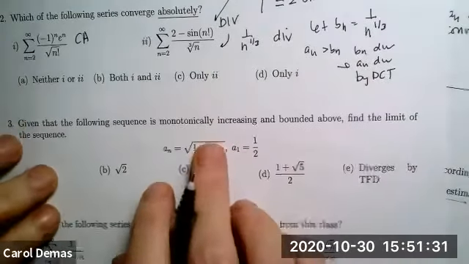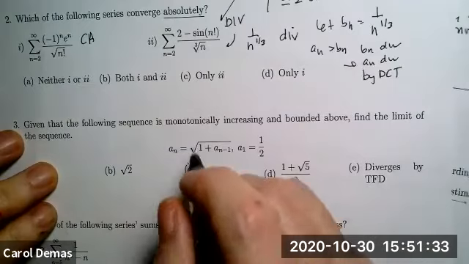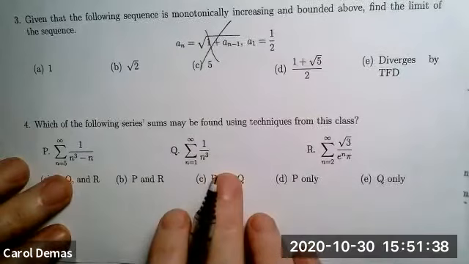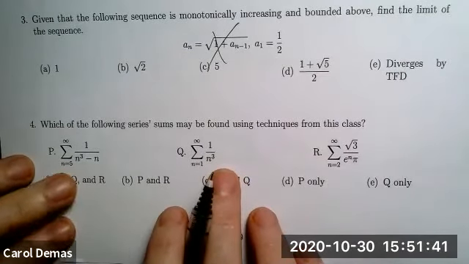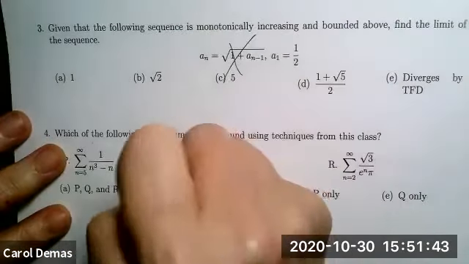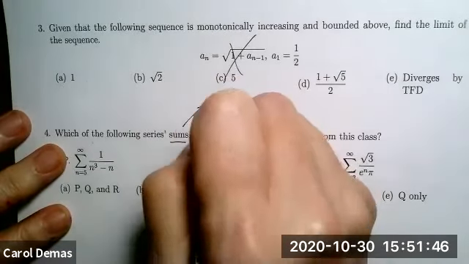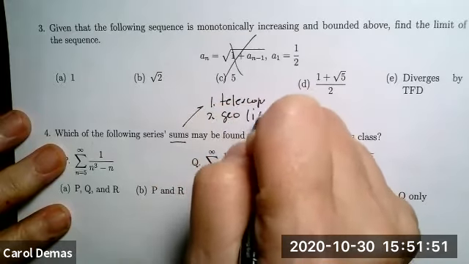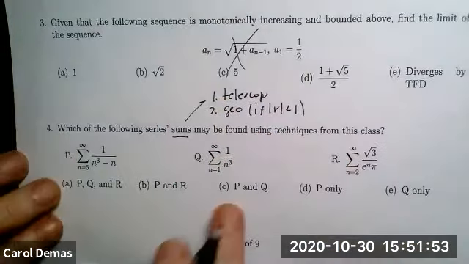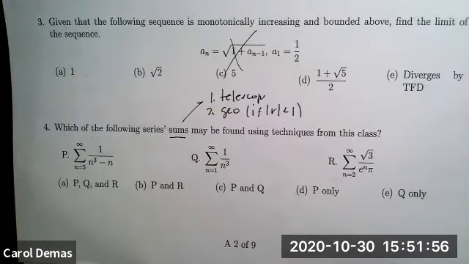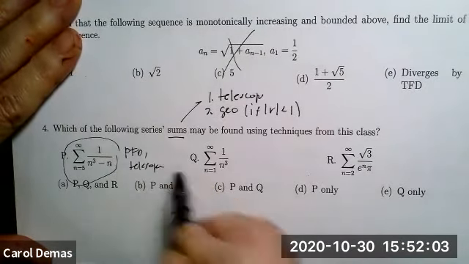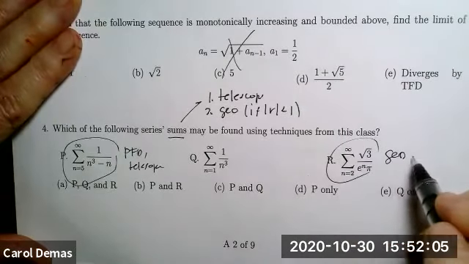Okay, this one we didn't cover, so I'm going to skip it, because somebody asked for the integral test. Which one of these can you find the sums for? Remember, we can only find sums two ways: telescoping and geometric, and geometric only if the ratio is less than 1. So which of these qualify? P and R. Yeah, we could do partial fractions on R and then telescope, and this one is a geometric series.